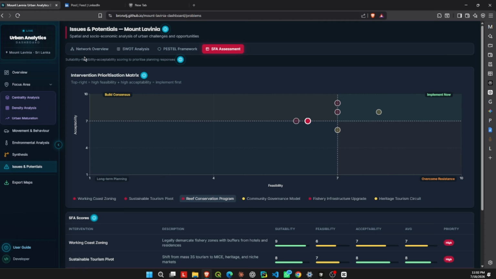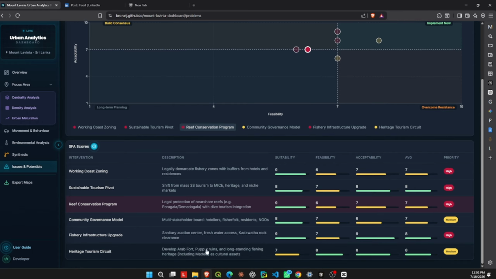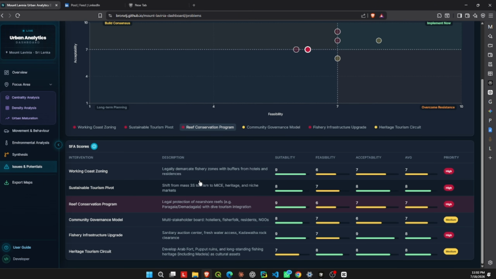The final conclusion is that Mount Lavinia faces connected coastal conflict as well as environmental damage and government gaps. But through this SFA framework, the SFA scoring gives higher points to working coastal zoning, fisher infrastructure, reef protection, as well as sustainable tourism, right? So those are the high priority responses. I know it's a long explanation. I could have done it in 5 minutes, so I'm very sorry for that.